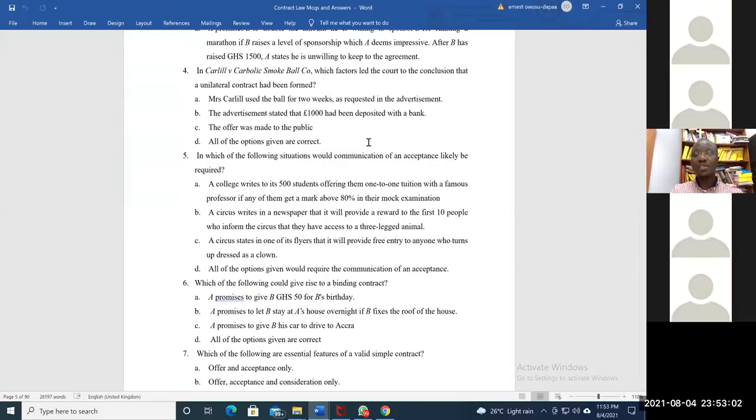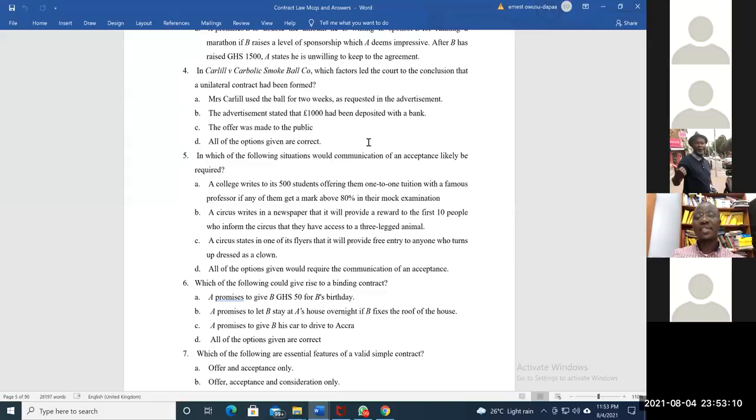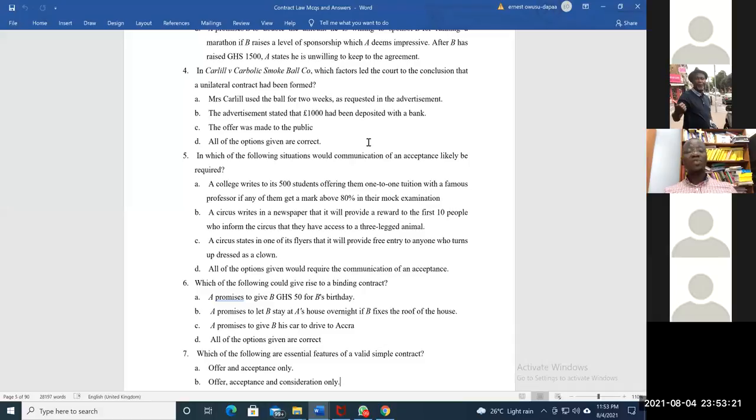In Carlill and Carbolic Smoke Ball, which factors led the court to the conclusion that a unilateral contract had been formed? A, Mrs. Carlill used the ball for 2 weeks as requested in the advertisement. B, the advertisement stated that £1,000 had been deposited with the bank. C, the offer was made to the public. D, all of the options given are correct. This is a very straightforward question. It requires that you know the case of Carlill and Carbolic Smoke Ball.